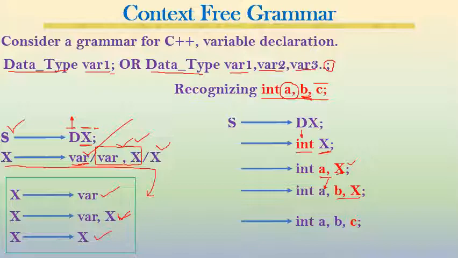So this declaration has been verified by our grammar. This grammar is basically checking the syntax of variable declaration in C++. Whenever we are declaring a variable in C++, the compiler uses this type of grammar to check whether the declaration is correct or not. If we miss something, for example, if we do not write a semicolon at the end, or if we do not write a here and start with a comma here, then the compiler will tell us that there is a syntax error.